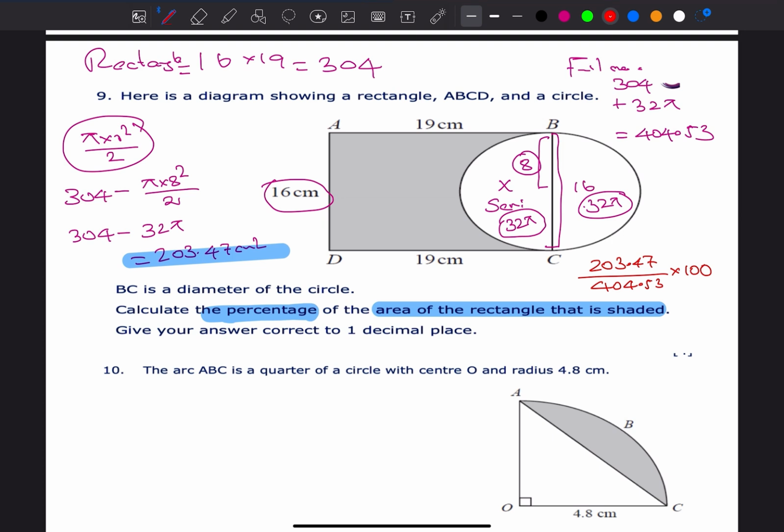Which gives you 1 decimal place, is 50.3% of shaded. Okay, so 50.3 was shaded.